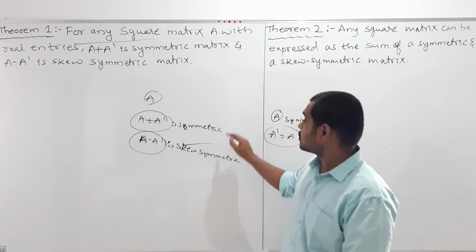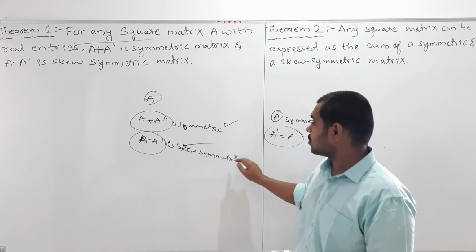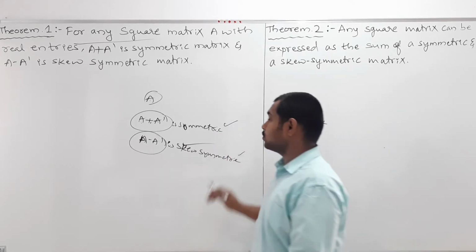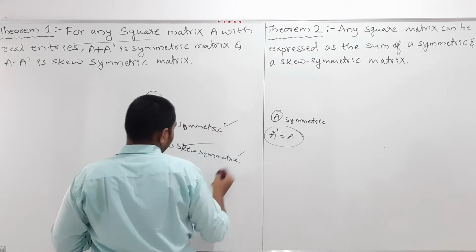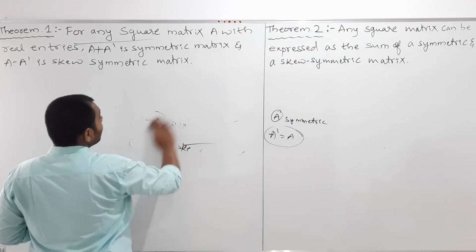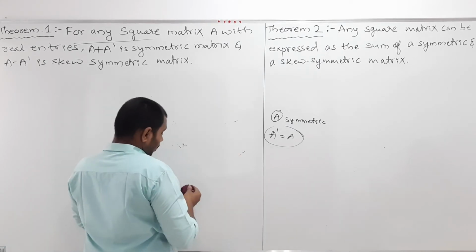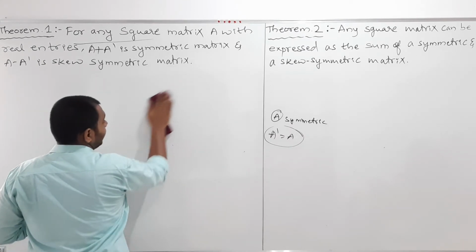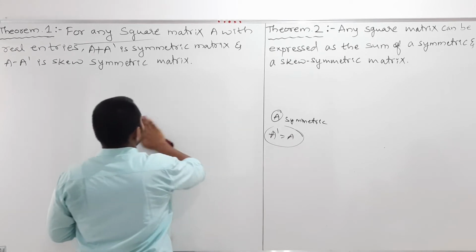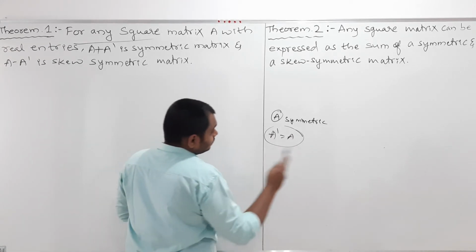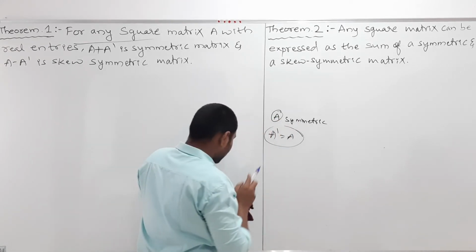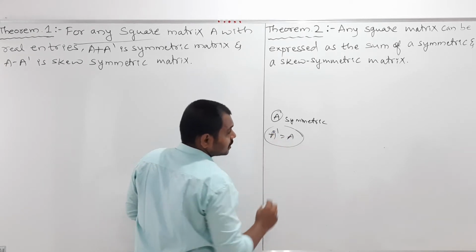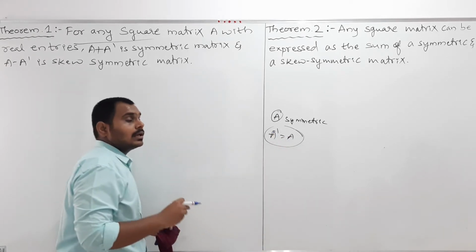How is it possible? We should prove whether A plus A dash is symmetric or not. Before proving this, my dear students, I should know what is meant by symmetric. Otherwise, how to prove that any given matrix is a symmetric matrix? We should know that first. So we know that a matrix A is said to be symmetric if A transpose equals A. So this is the definition.